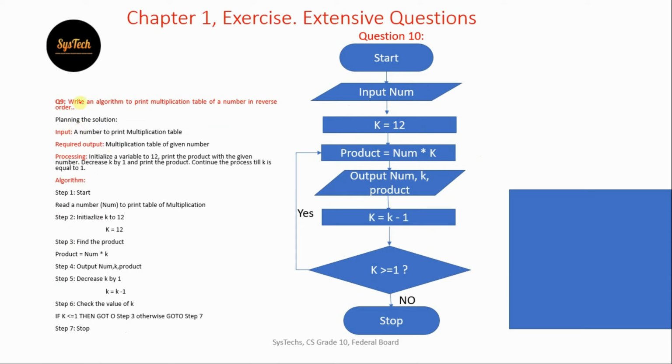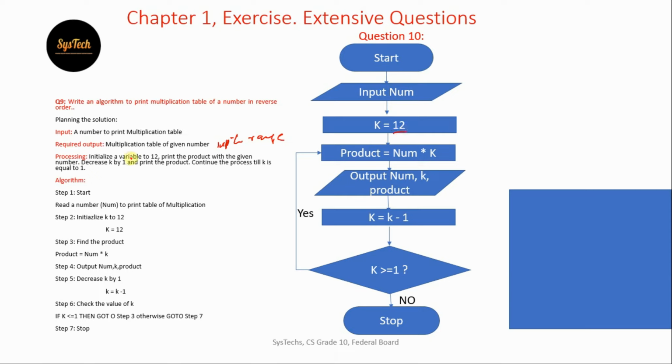Question number 9, the last one. Write an algorithm to print multiplication table of a number in reverse order. Okay, so input any number to print multiplication table. The required output, multiplication table of given number up to some range. Range can be a static one, for example, here it is 12.